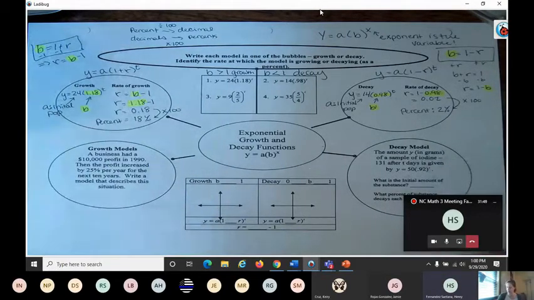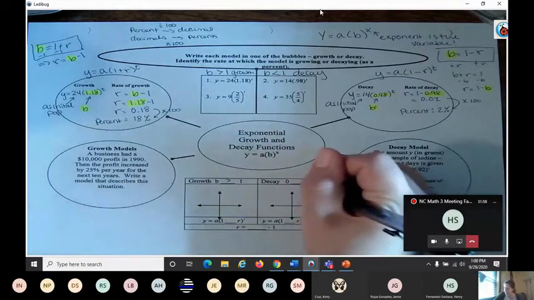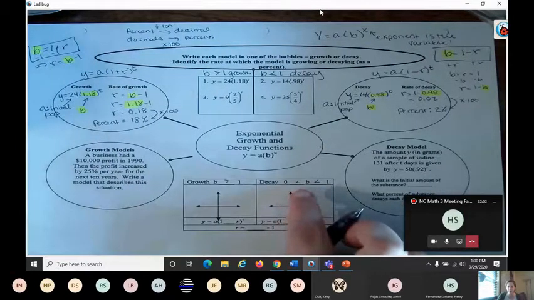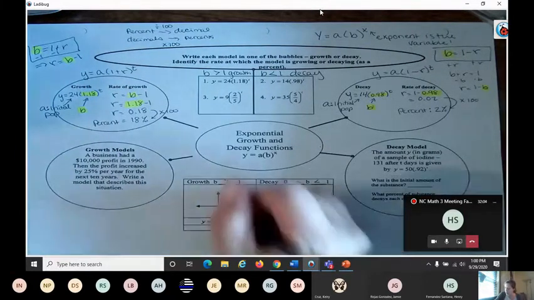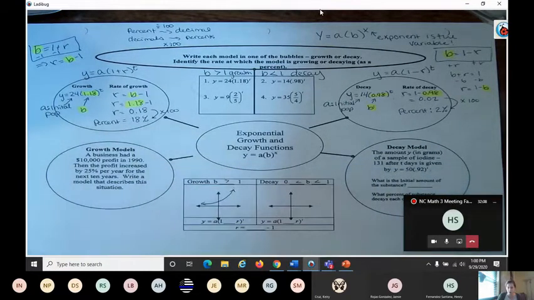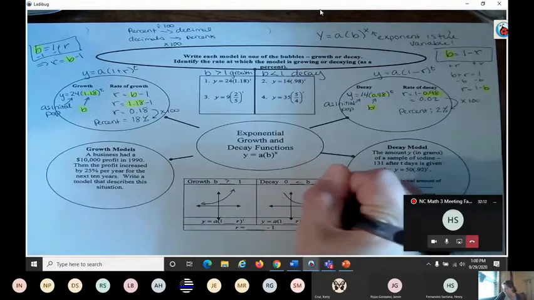Okay, so I'm going to jump down to the bottom and show you guys what growth and decay graphs look like. So a growth has a B value greater than 1, and a decay has a B value less than 1, but also bigger than 0. You can't have a negative value, okay? And growth is going to look something like this. It's going to get bigger or higher. Decay is going to look something like this. It gets lower.